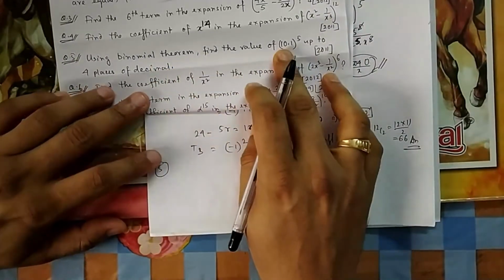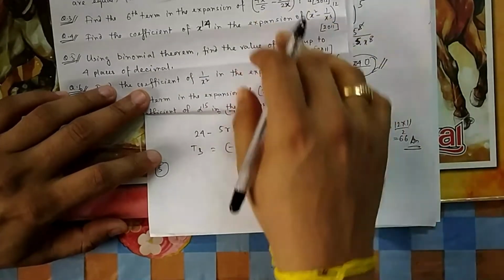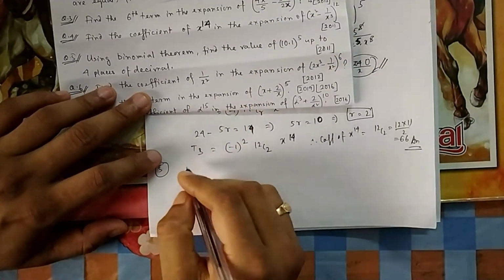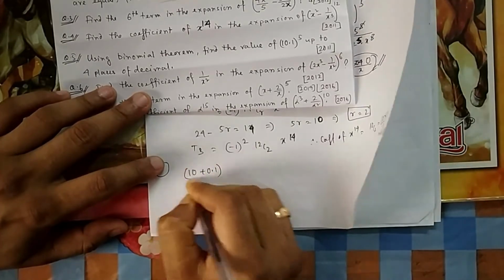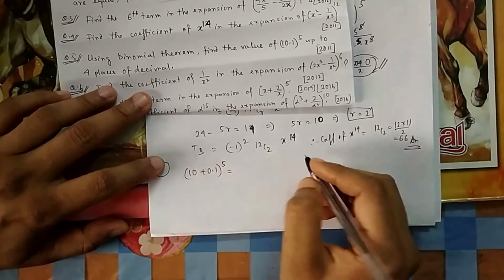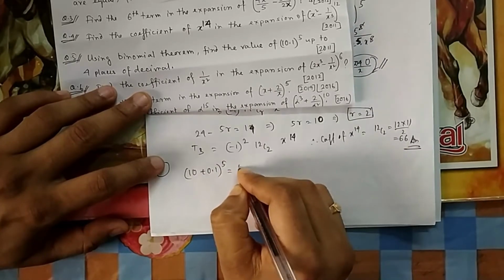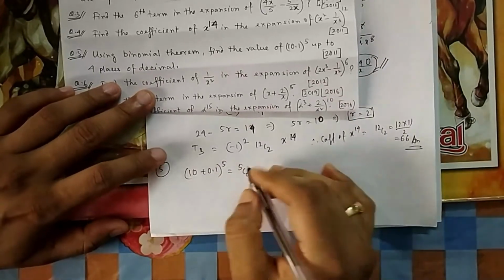Using binomial theorem, find the value of 10.1 to the power 5 up to 4 places of decimal. So you will do (10 plus 0.1) to the power 5. Then you expand it in binomial expansion. So what was the formula? 5C0. Let me write the full formula because it is the first time.